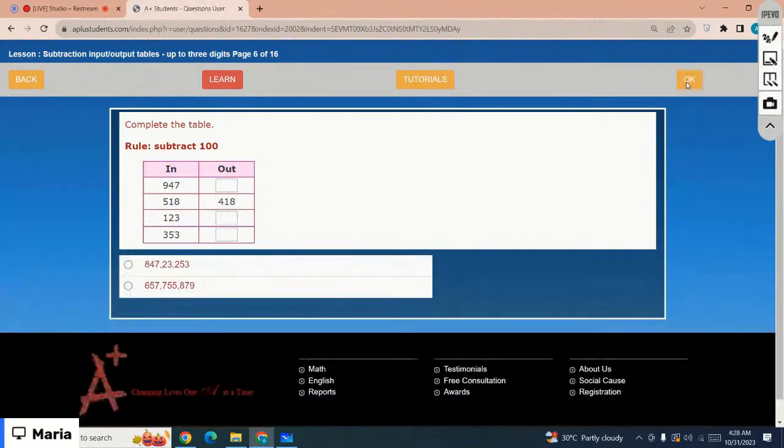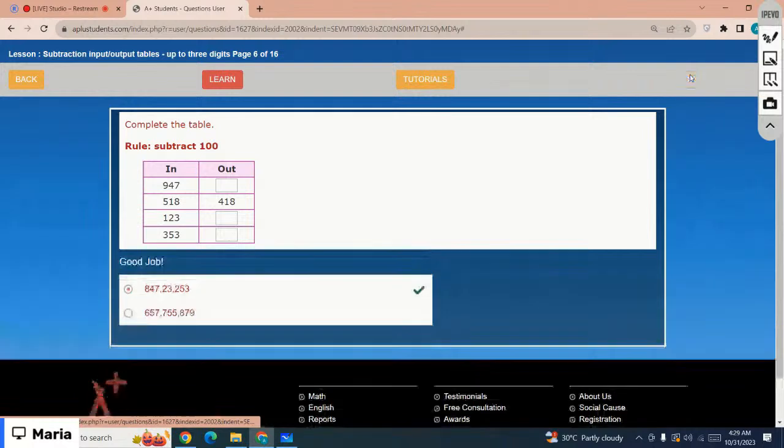Okay, the next one is complete the table. You have to subtract 100. So which is the correct option? The correct option is option number 1, right? 847, 23 and 253 is the correct option.